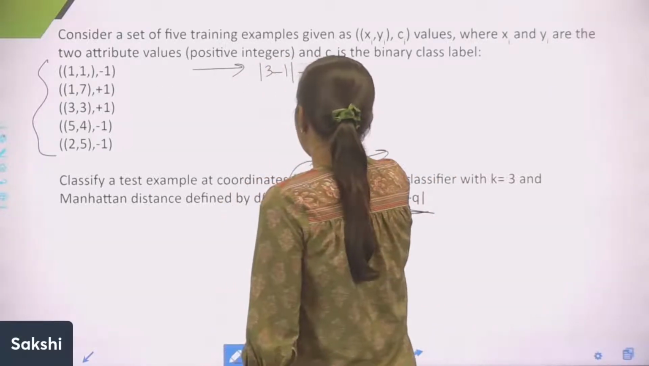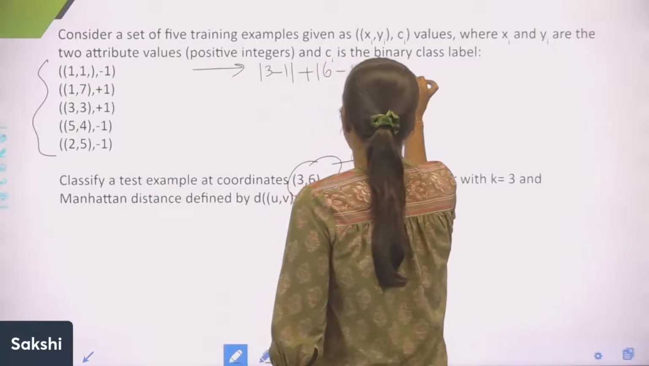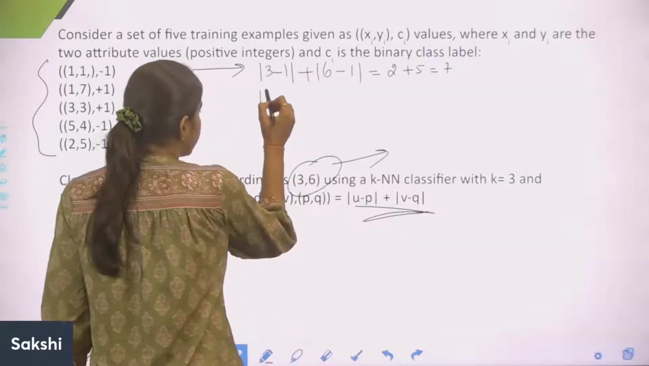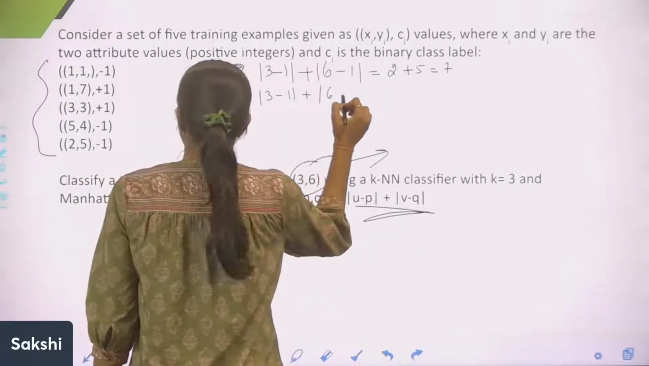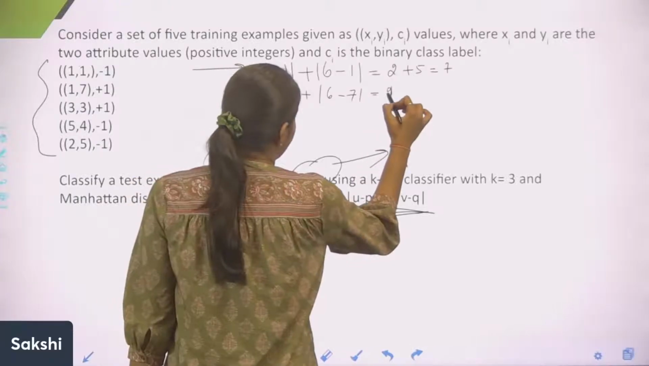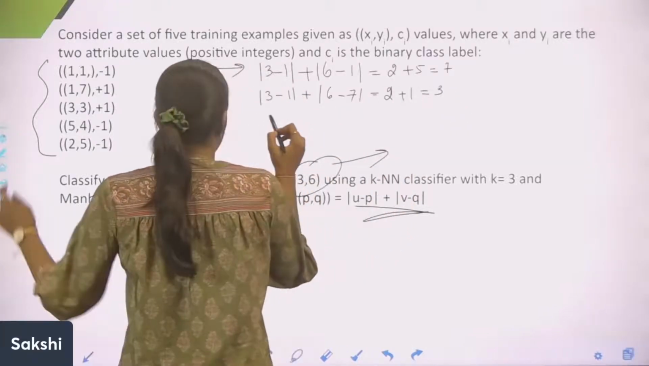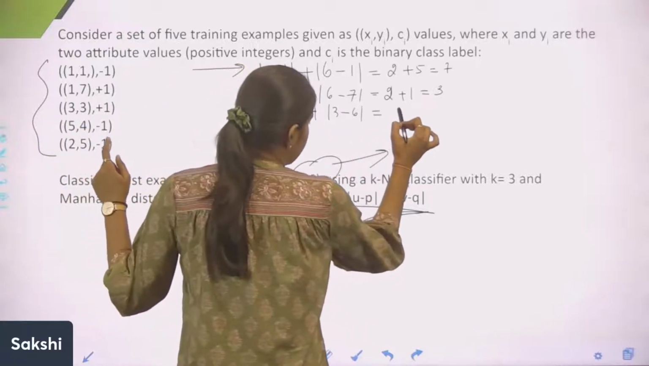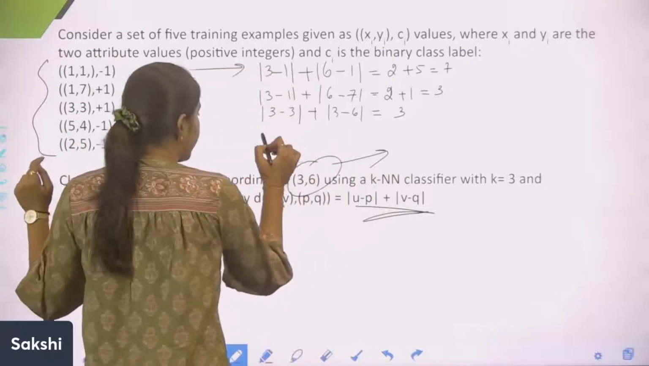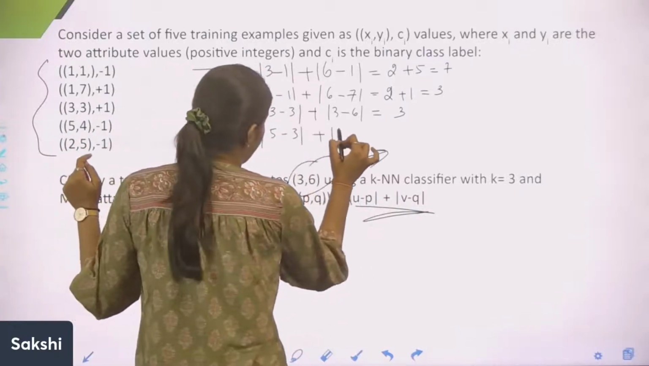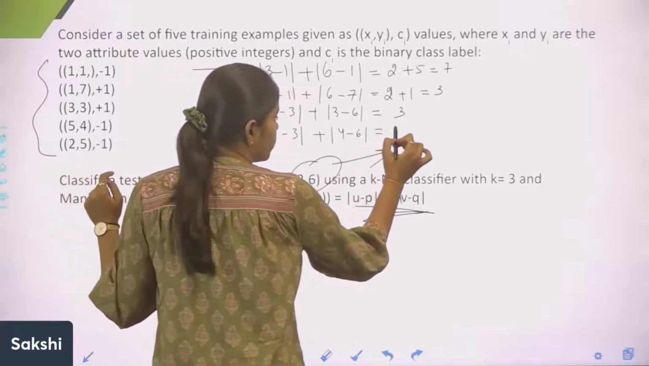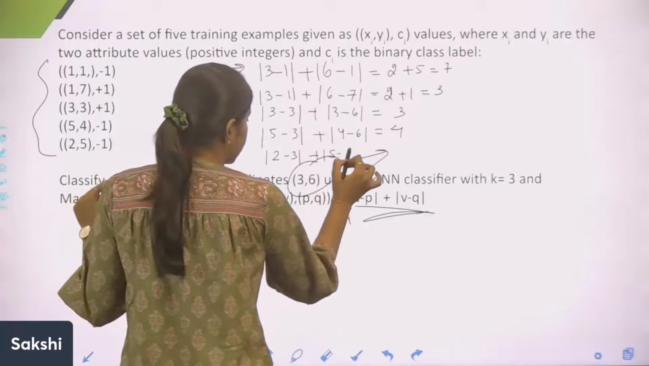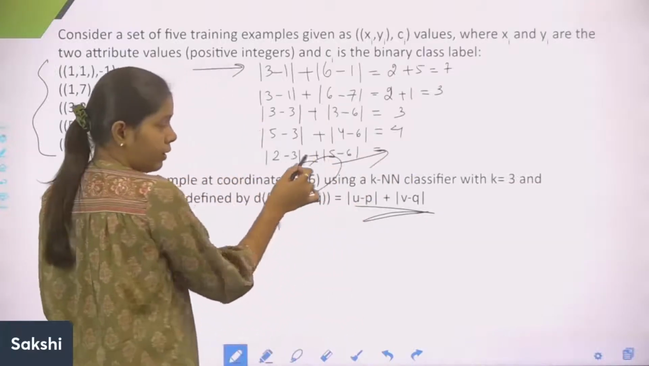The distance of 3,6 from 1,1 is 3 minus 1 plus 6 minus 1, that would give me 2 plus 5, that means 7 units of distance. Again, 1,7's distance from 3,6 is 3 minus 1 plus 6 minus 7, that would give me 2 plus 1, that means 3. With 3,3: 3 minus 3 is 0 plus 3 minus 6 is 3, that means 3, right? With 5,4: 5 minus 3 plus 4 minus 6, 2 plus 2, that means 4. With 2,5: 2 minus 3 plus 5 minus 6, 1 plus 1, that means 2.